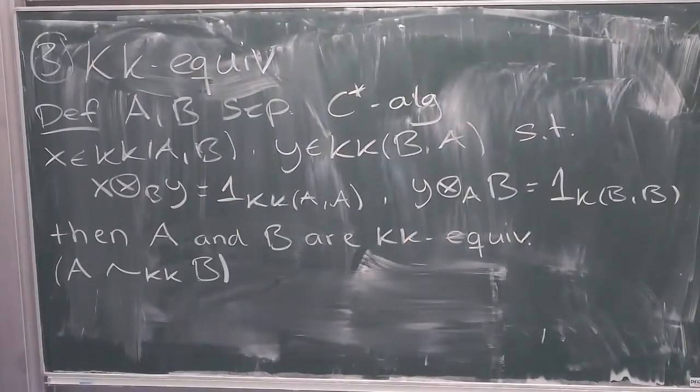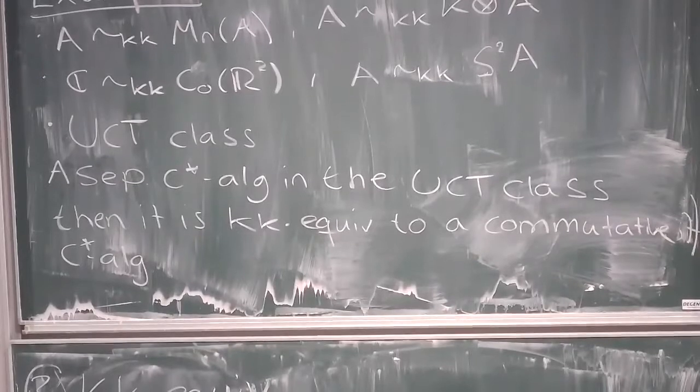But as you saw in my talk, knowing that it is in the UCT class was very useful for concluding whether these C*-algebras were actually KK-equivalent, because, for example, we know that all the commutative C*-algebras are in the UCT class. We also have the compact operators, and the fact that the class is closed under taking extensions.